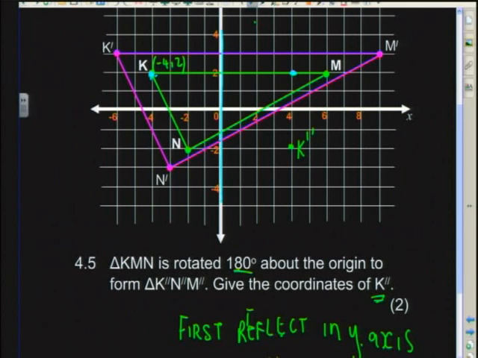So at this point the coordinates would be 4 and 2. All I've done is reflect in the y-axis. We're then going to take that same point and reflect it in the x-axis. Remember, when you reflect in the x-axis, your positive y values become negative. So this K double prime is going to be 4, -2. That's the point K double prime when we've rotated it through an angle of 180 degrees.